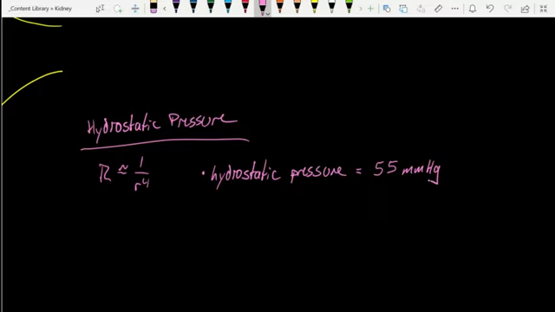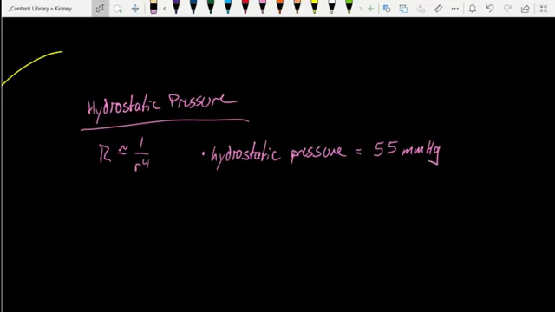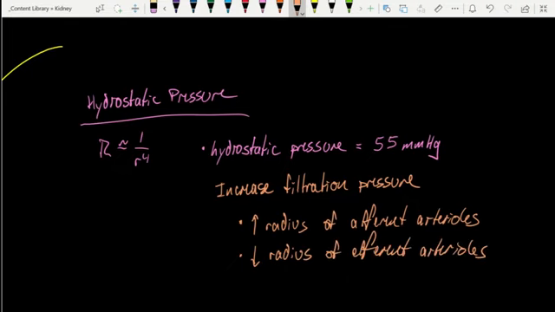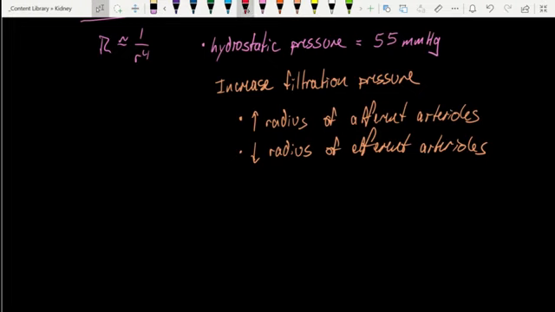How do we do it? Well, we've got two different things that we can do. In order to increase the filtration pressure, I can increase the radius of the afferent arterioles, or, and really it's not either or, it's a combination of both, I can decrease the radius of efferent arterioles. Now, just to give you a sense of what that looks like, we've got the afferent arterioles coming in, and then we'll just kind of expand this. This is the glomerulus where we've got exchange happening.